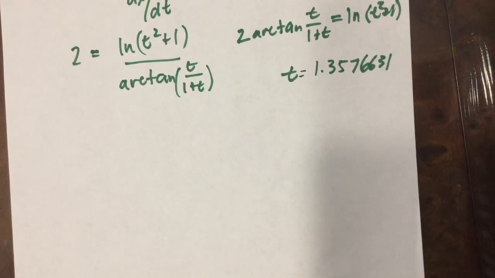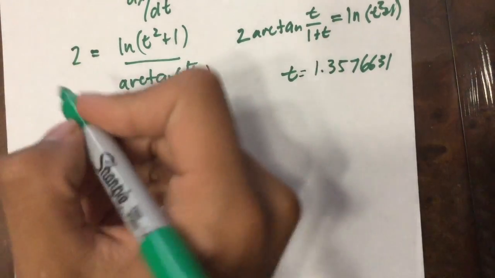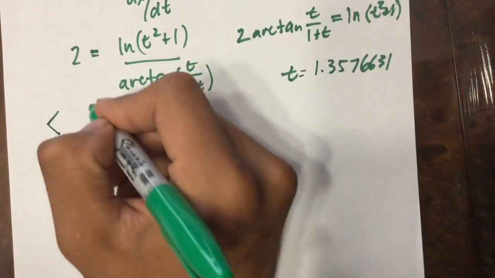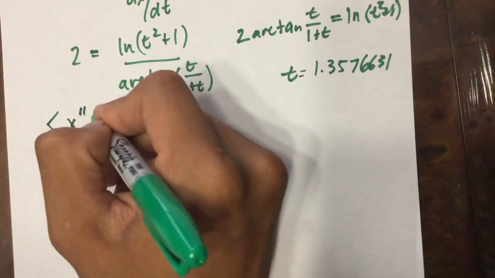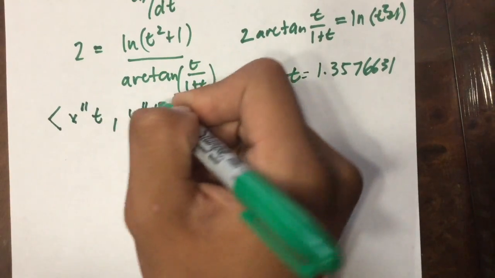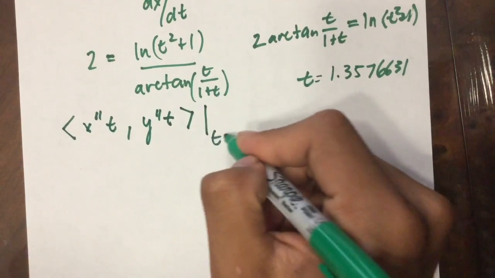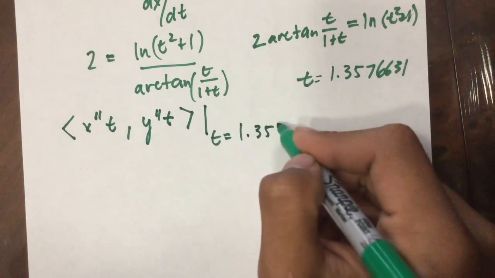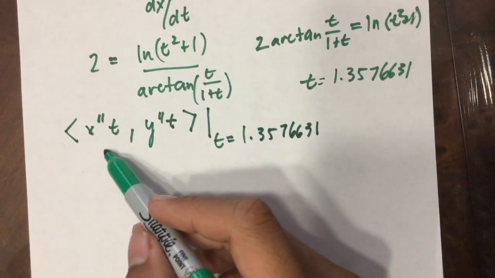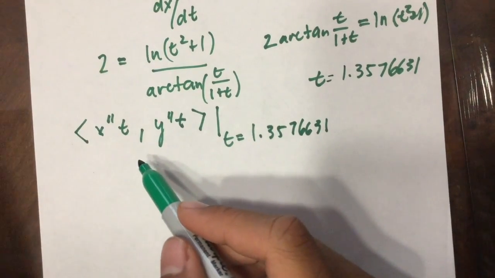The second part of the question asks to find the acceleration vector at this point. So the acceleration vector is x double prime of t, comma y double prime of t. We have to find it at t equals 1.35766631, so we have to differentiate the equations that they gave us. You don't need to do the derivatives by hand, you can do this straight in your calculator.